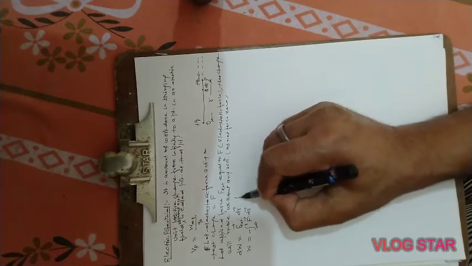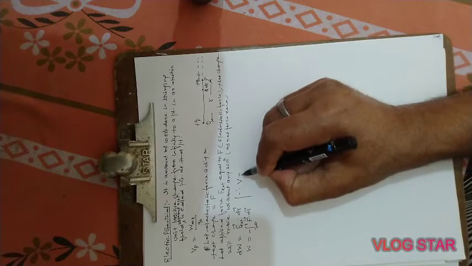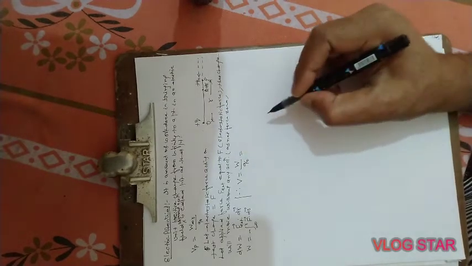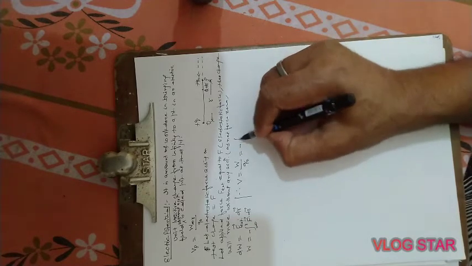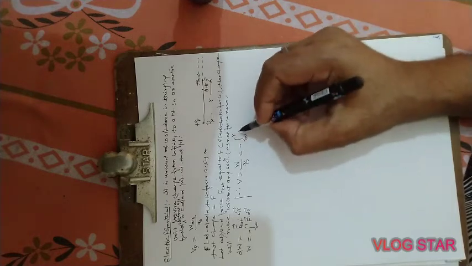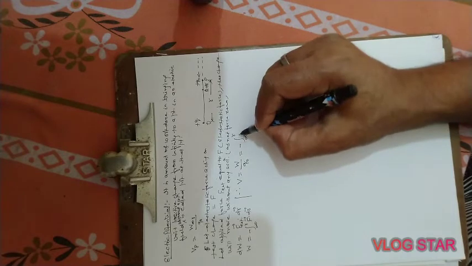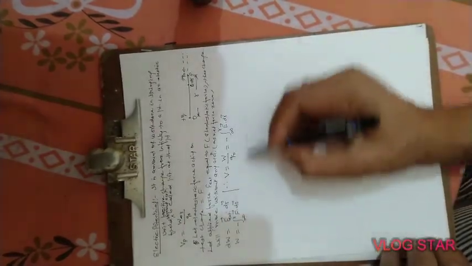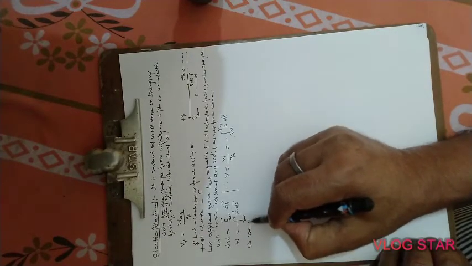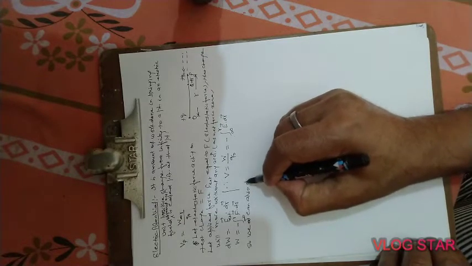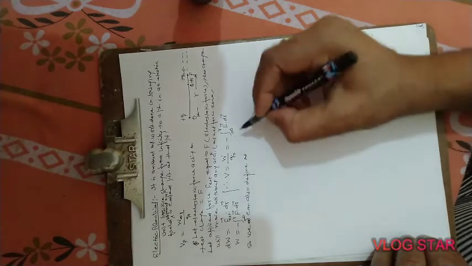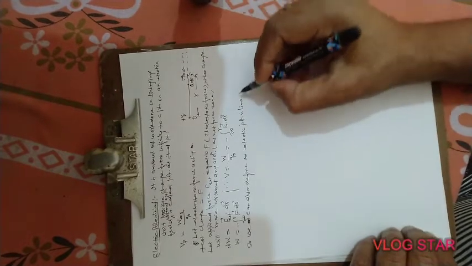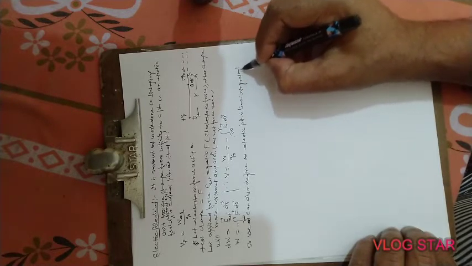So potential will be the amount of work done upon the test charge, which is equal to minus the integral from infinity to r of F upon q naught, that is E, dr. So we can also define electric potential as the line integral of the electric field.